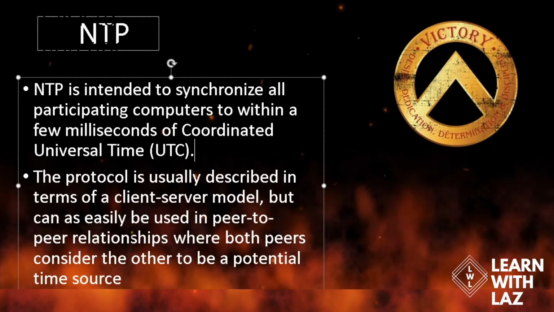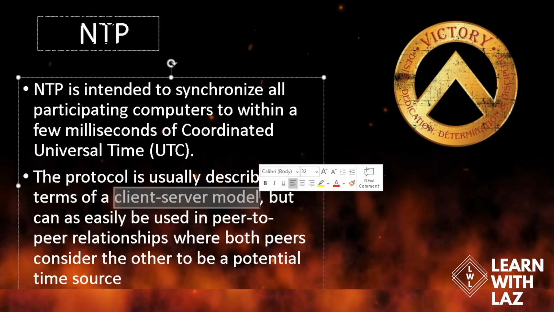The protocol is usually described in terms of a client-server model, and that's exactly what we're going to do in the lab. Two of them are going to be client-servers, and the other one will be the master, the one that's actually looking at the atomic clock, which it's not, because it's Packet Tracer. But we're going to set the time and the time zone in each one of these devices, so no big deal.